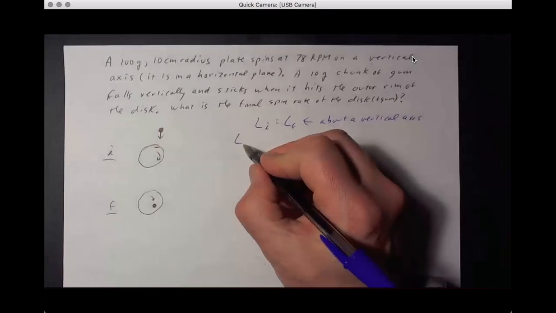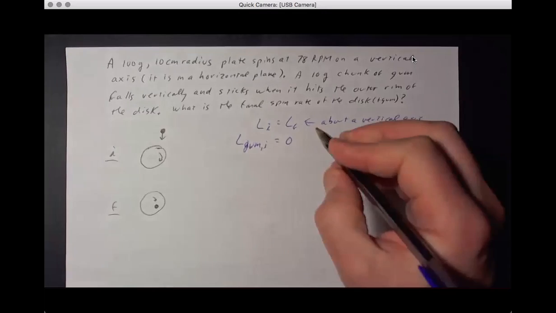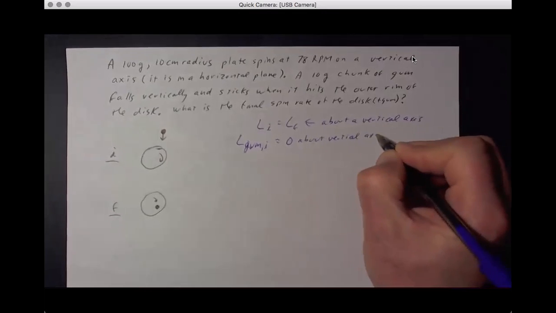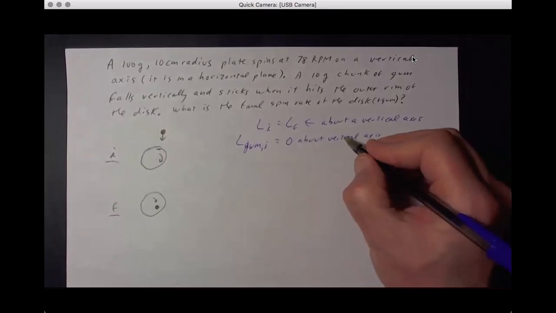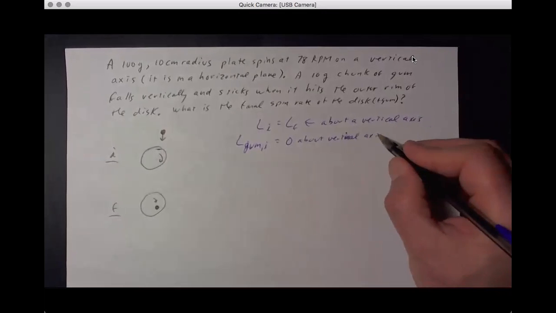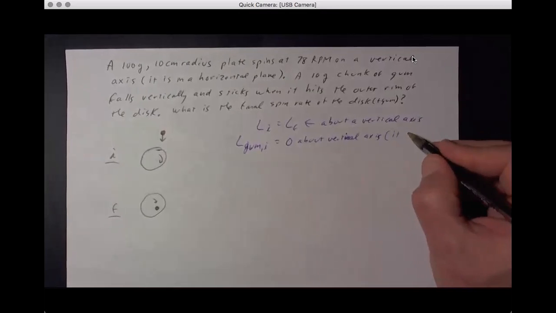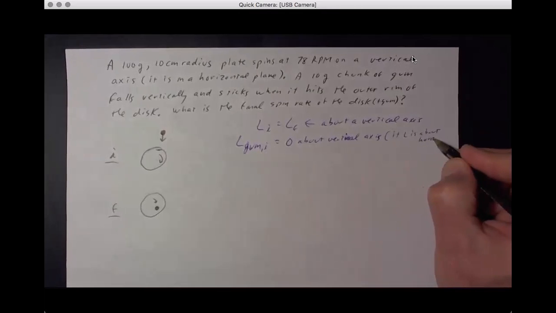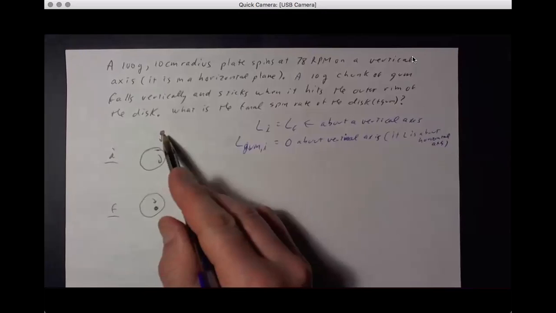Now, L initial, well, L gum initial is equal to 0 about the vertical axis, because it's L about a horizontal. Since they're perpendicular, it doesn't really do much. It just comes down and goes plunk.